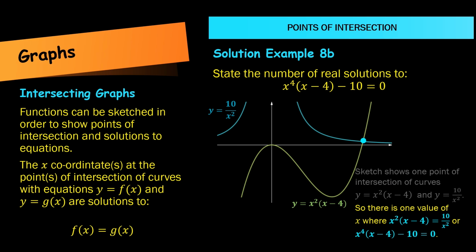So, x squared times x minus 4 is equal to 10 over x squared at one point. Rearranging this, we have that x to the 4 times x minus 4 minus 10 equals 0. And this is clearly the equation that we have as part of example 8b. And therefore this equation also has one real root.